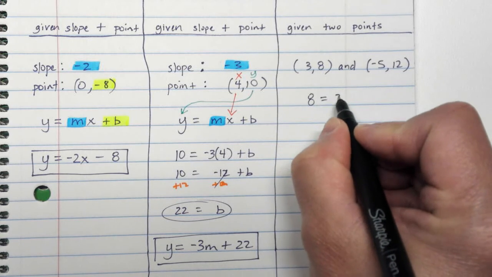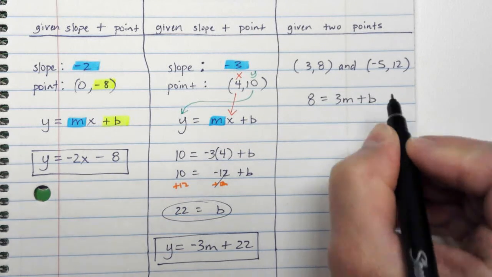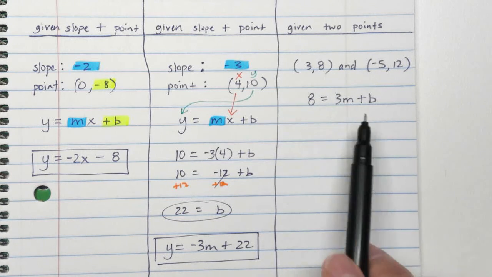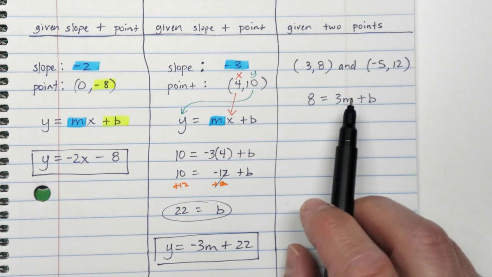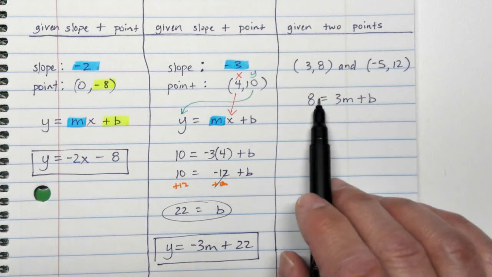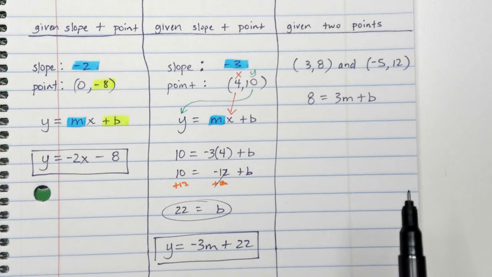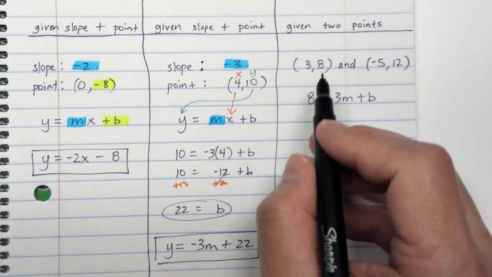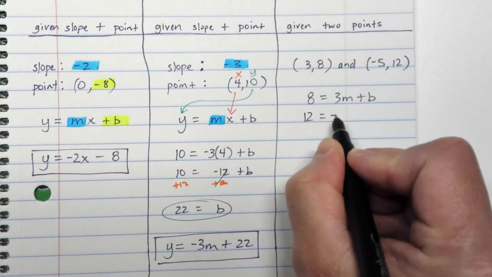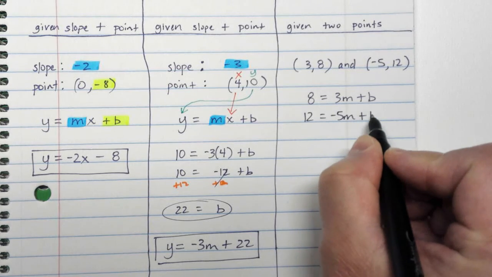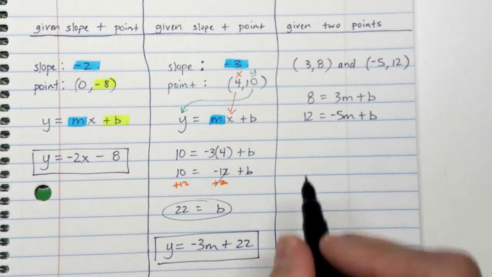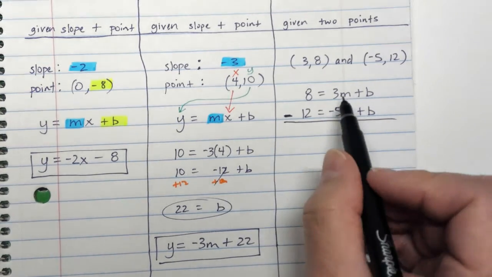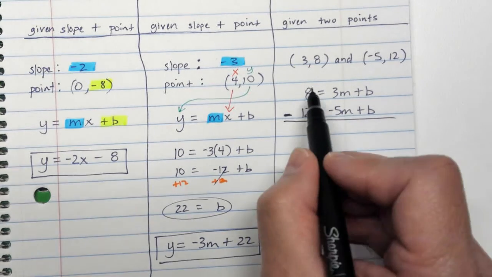8 equals 3m plus b. That's the y, that's the x. I know it's backwards. If this is hurting your brain, put the 8 on the other side. 3m plus b equals 8. That's perfectly fine also. 12 equals negative 5m plus b. And you subtract the 2 equations. Be careful when you're subtracting, especially if there's negatives involved.